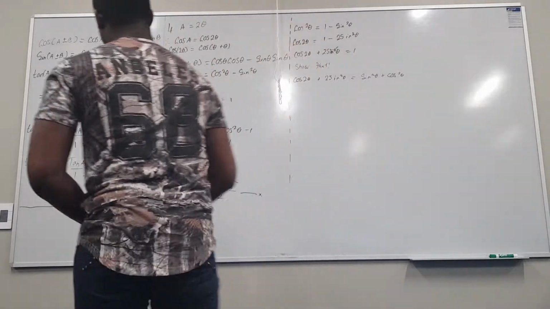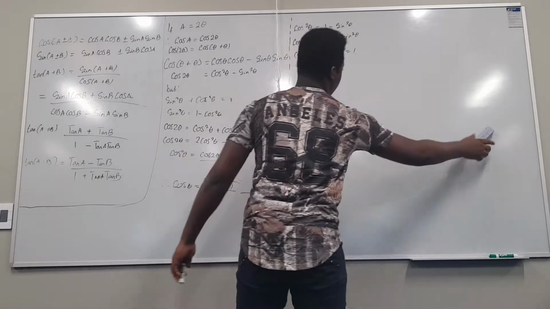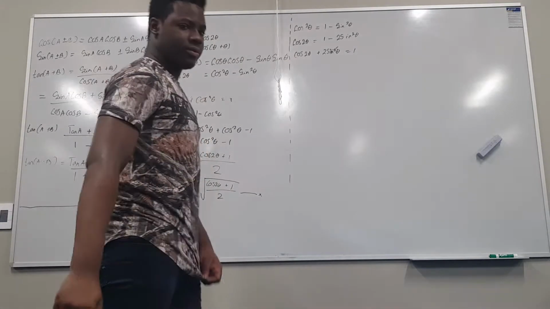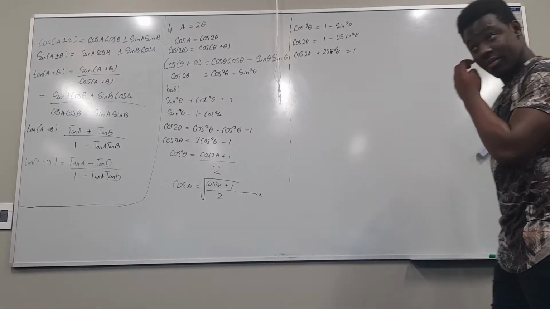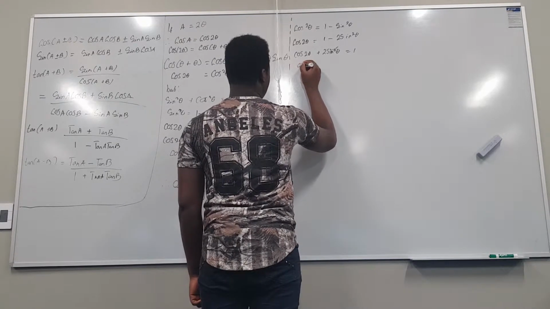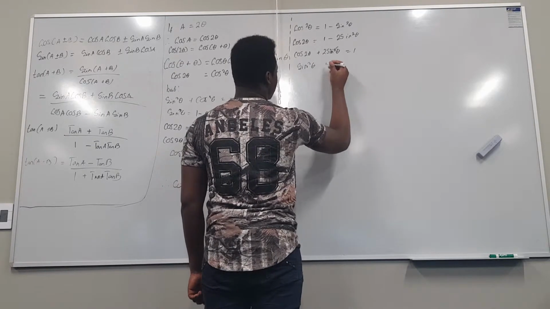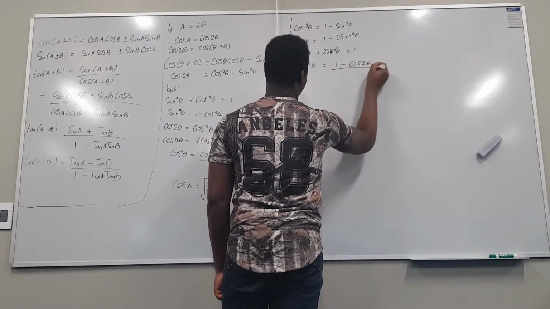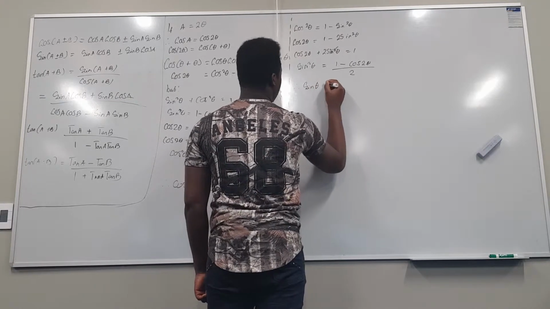But that's not what we're trying to focus on today. Okay, so let's solve it. So sine squared theta is equal to 1 minus cos 2 theta divided by 2. Therefore, sine theta is equal to the square root of that.